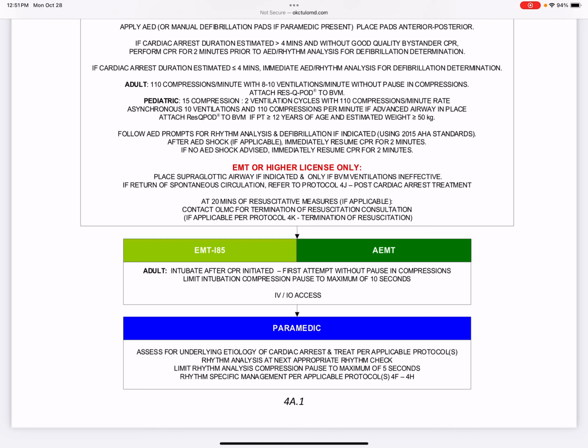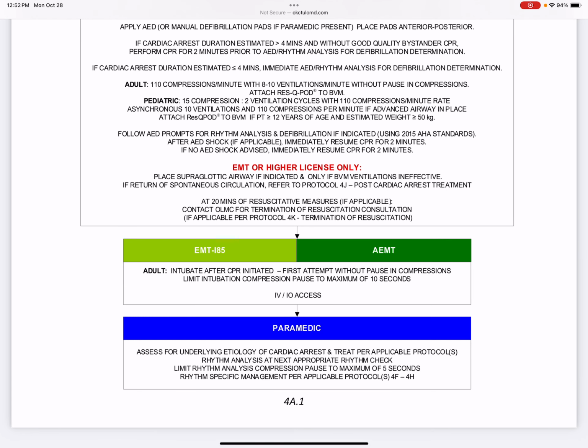Follow the AED prompts for rhythm analysis and defibrillation if indicated. We don't use AHA anymore. We go to our own standard that's above AHA, but you can still look at those in here. We'll go over those here in just a little bit.